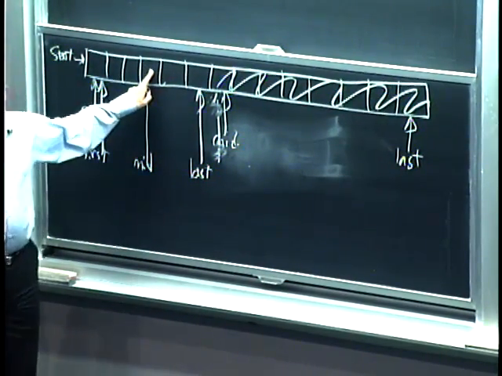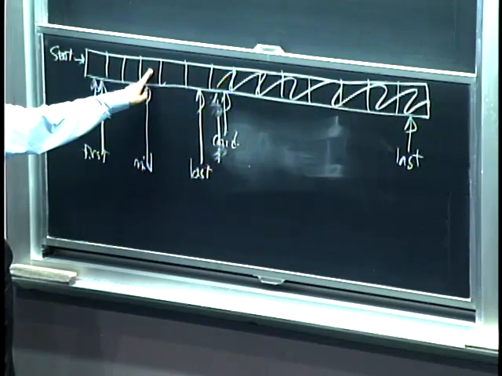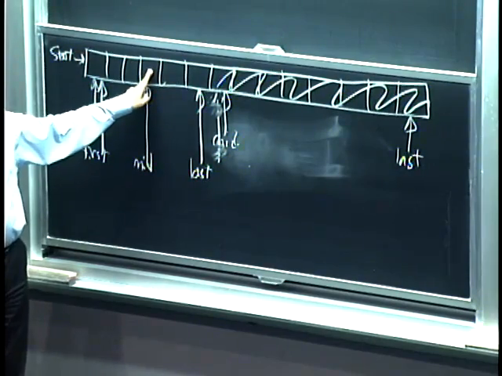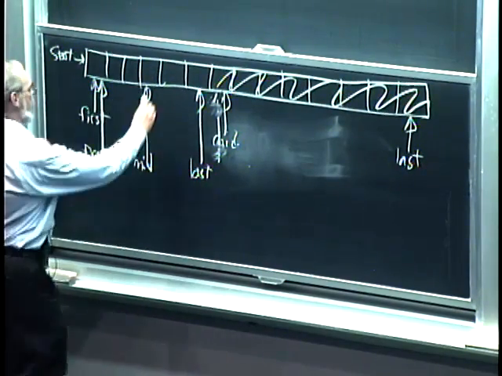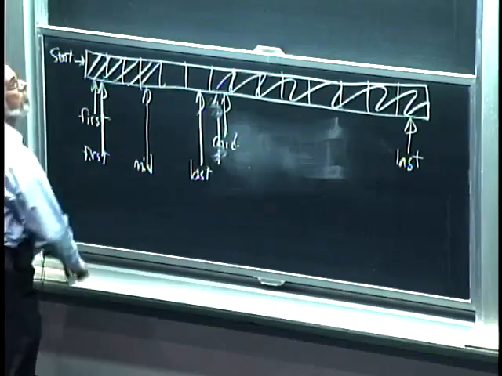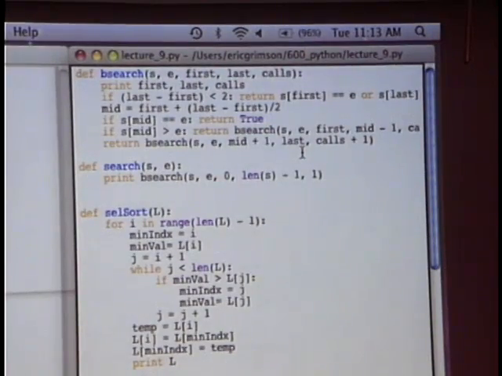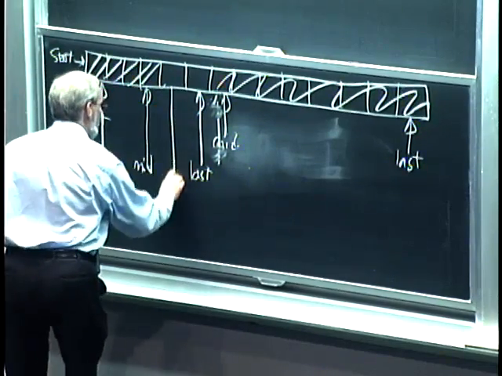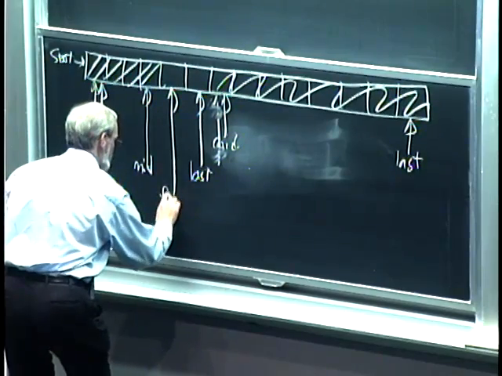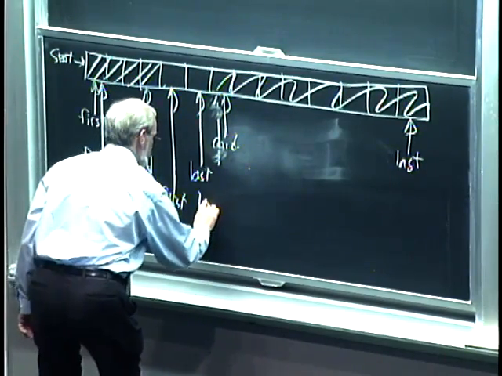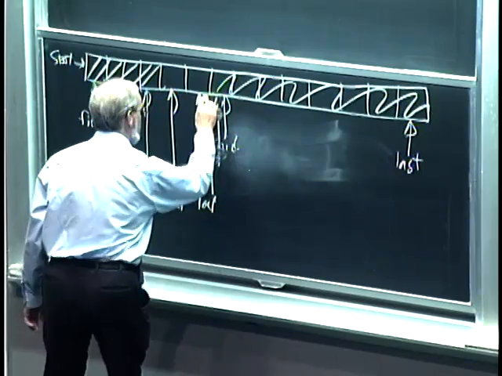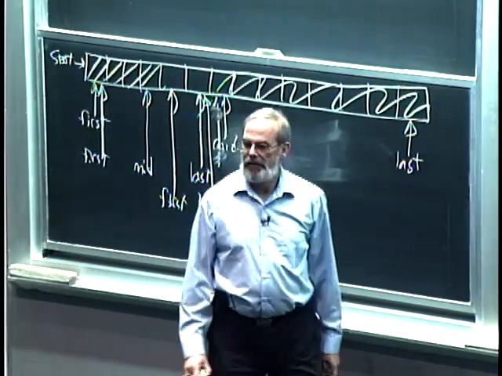Is this value what I'm looking for? Again, for sake of argument, let's assume it's not. Let's assume the thing I'm looking for is bigger than this. In that case, I'm going to throw away all of this, and I'm going to hit that bottom line of that code. What does that do? It changes the call. So in this case, first now points there. Last points there. And I cut around.